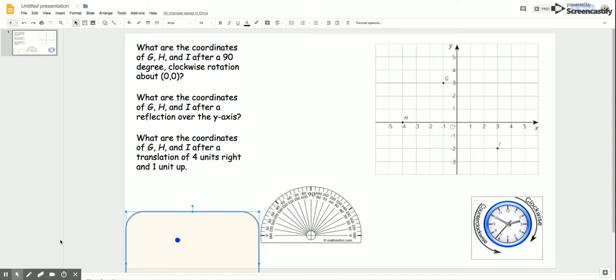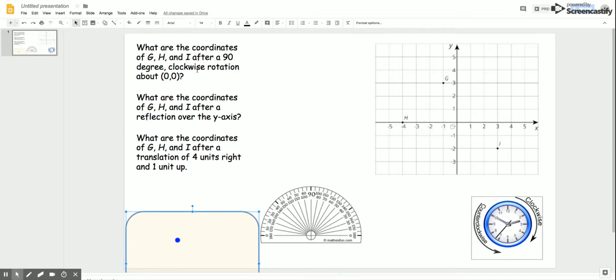Hello, Miss Baynard here with a review video about applying rigid transformations to coordinate points. So there are points on our coordinate grid here. Let's look at the first one. What are the coordinates of G, H, and I after a 90-degree rotation clockwise?